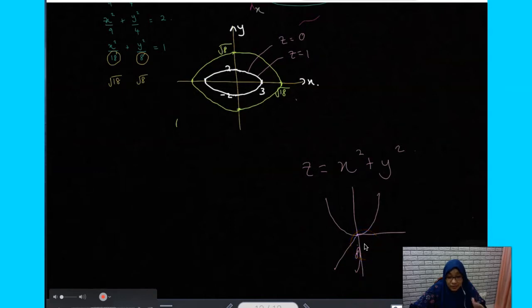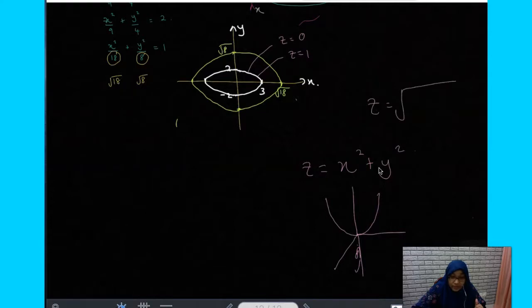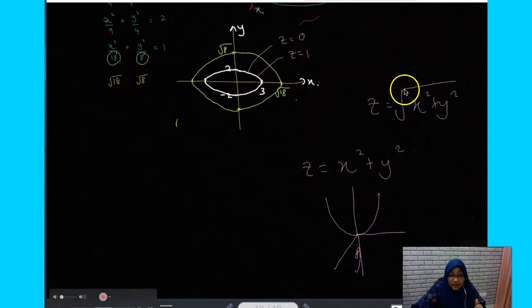So there is no value of z negative, because the function here tells you that z is always positive. Similarly, for the cone, what is the general function of the cone? Square root of x squared plus y squared. So look at the square root here. The original expression is just a square root, no negative sign, no positive sign.